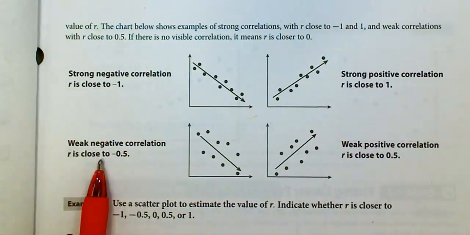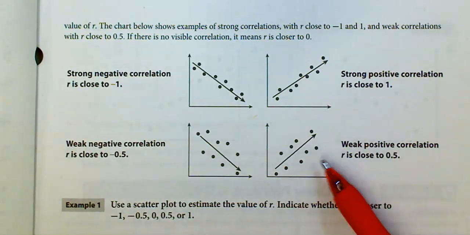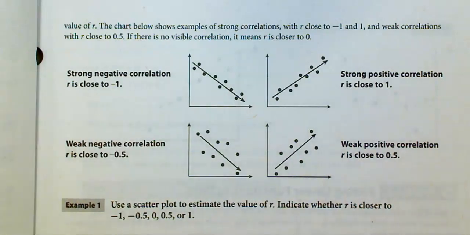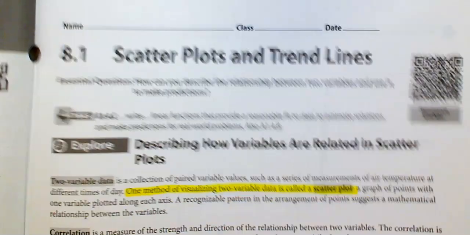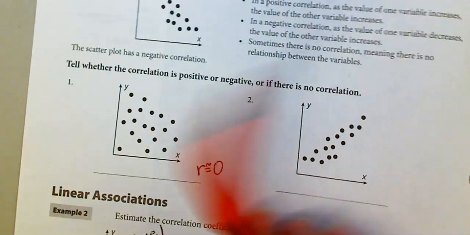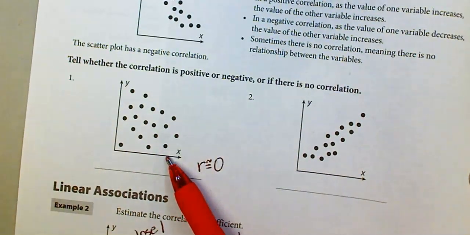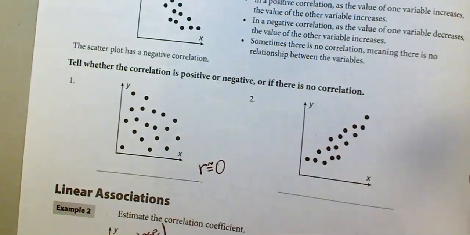Weaker negative correlation, maybe an R is close to -0.5. Weaker positive correlation, maybe the R is close to +0.5. And again, if you had like no correlation at all, maybe something like this, then your correlation coefficient is basically 0, okay?